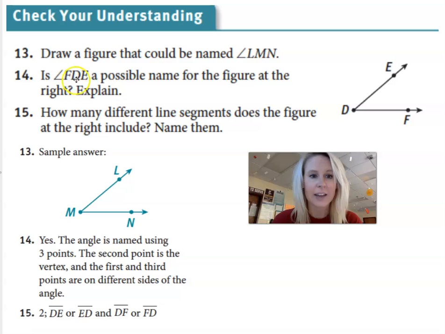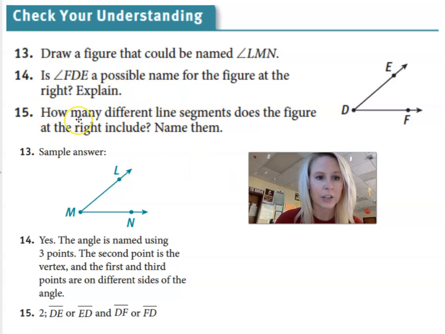Number 14, is FDE a possible way to name this figure at the right? That would be a yes. So I said the angle is named using 3 points. The second point is the vertex, and the first and the third points are on different sides of the angles, so that makes it fine. If you said something like D has to be the vertex, D has to be the second letter, again, that would be a great explanation as well.